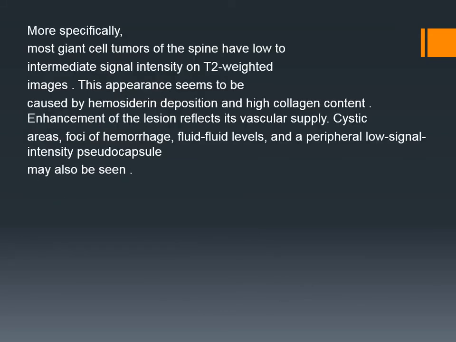More specifically, most giant cell tumors of the spine have low to intermediate signal intensity on T2 weighted image. And a peripheral low signal intensity pseudocapsule may also be seen.